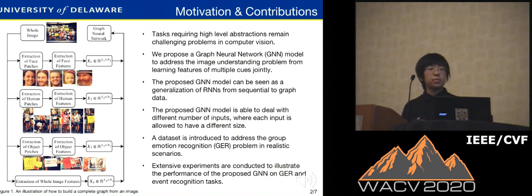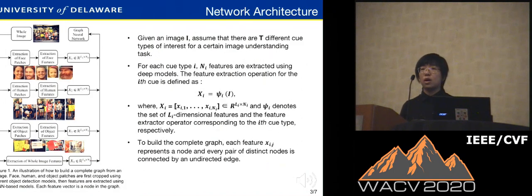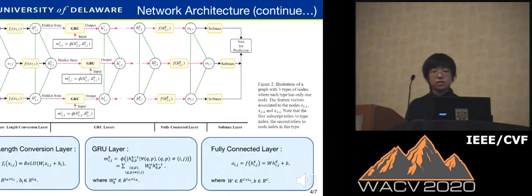So here is an example of how to form a complete graph from an image. You have different cues, including faces, objects, and human bodies. We use different deep learning models to extract features from those cues, and then each feature can be considered as a node. The complete graph is formed by using all those nodes and connecting all those edges. This is the illustration of a graph with 3 types of nodes, where each type has only one node. Since these features are extracted from different deep learning models, they are of different lengths.